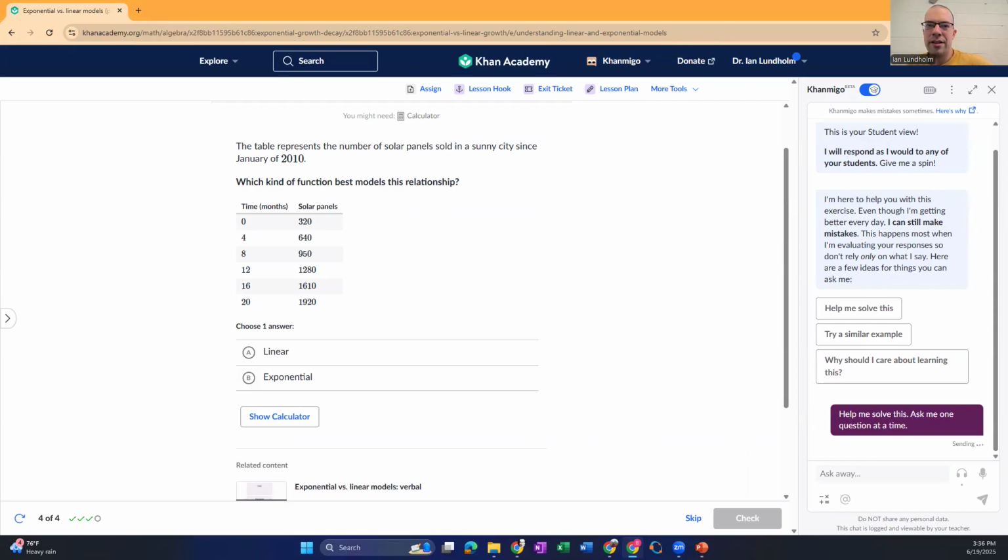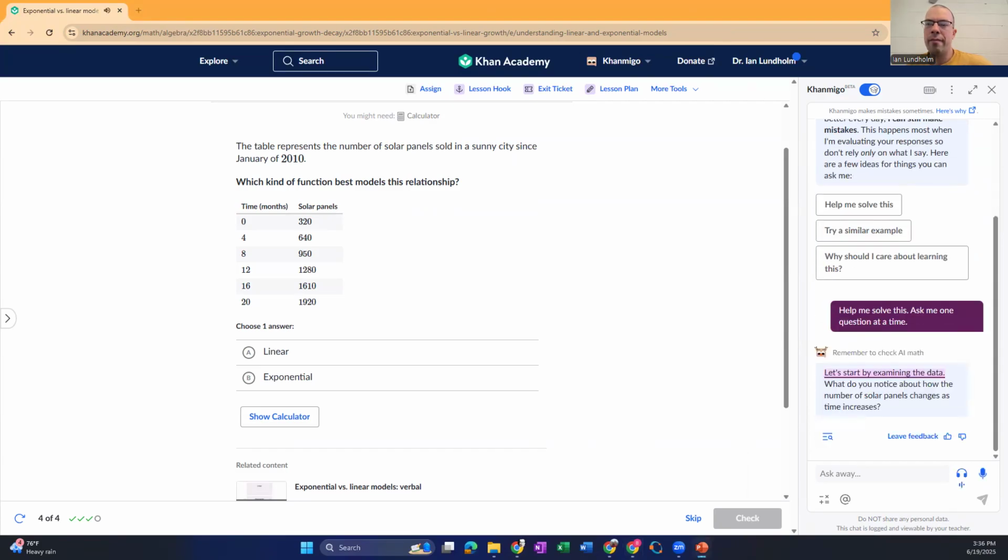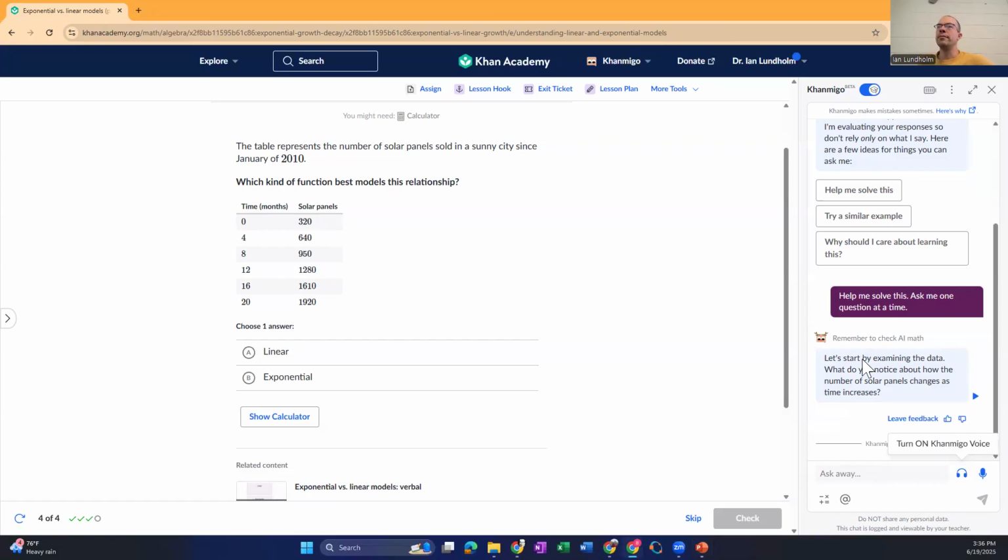Am I sharing the sound? Let's start by examining the data. What do you notice about how the number of solar panels changes as time increases? Yeah, so there's that. It basically just reads the text to you, which is not crazy. So yeah, if you want to set up Conmigo, that's a cool embedded way in Khan Academy that you can do.